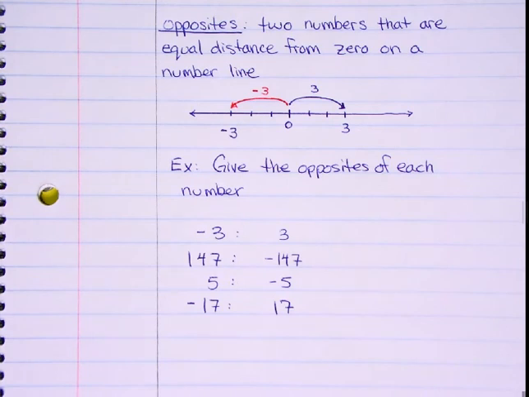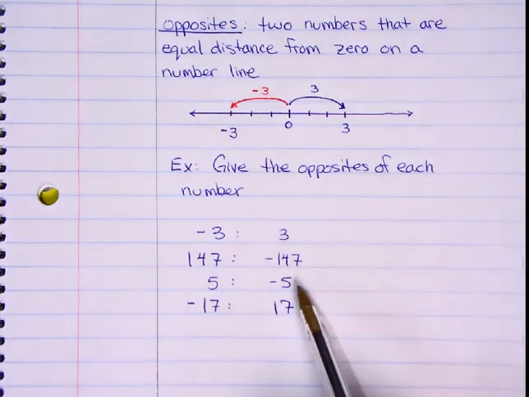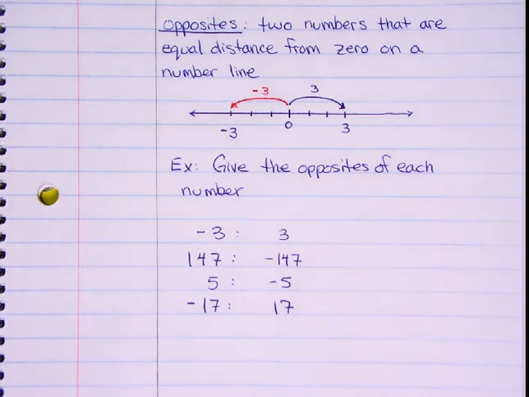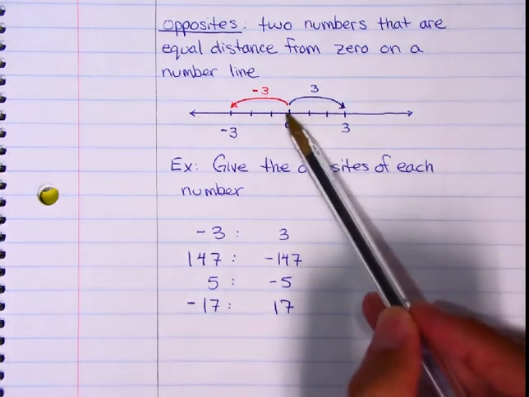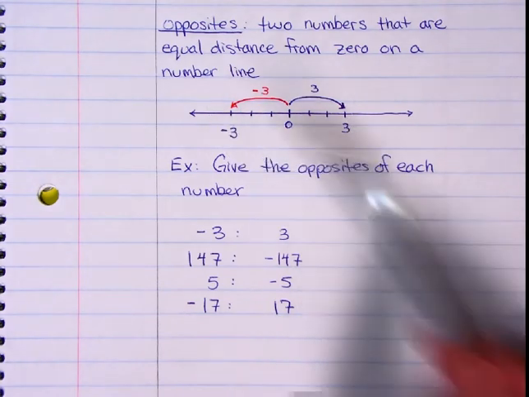And your answers would be 3, -147, -5, and 17. So all we're doing is we're switching the signs. We're asking, if I'm on the right hand side of the 0, what's going to be on the left hand side, the same distance away.